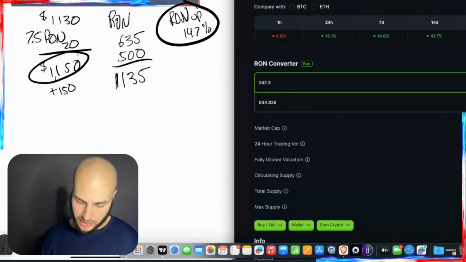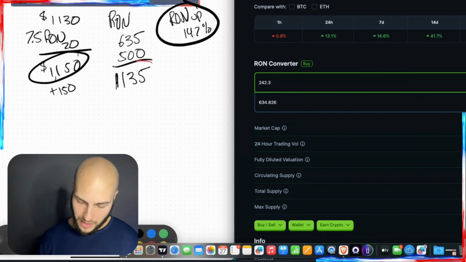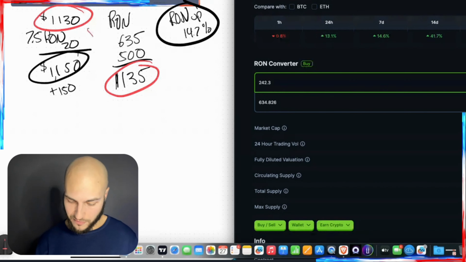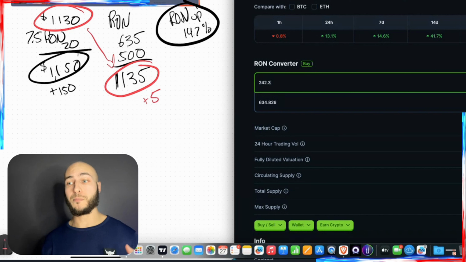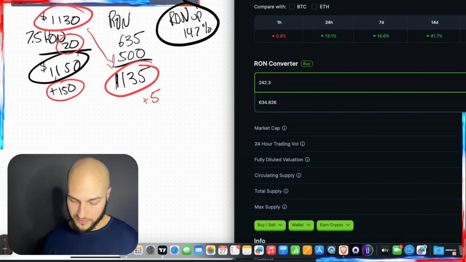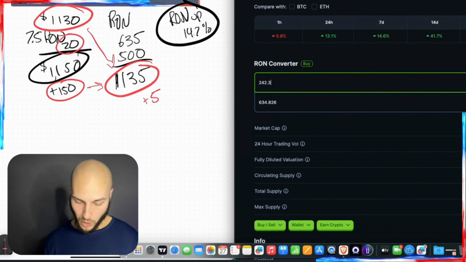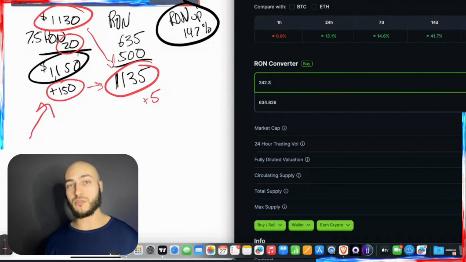The impermanent loss is comparing this number to this number. So had I not staked it, I would have an extra $5 here. That's the impermanent loss. But because of the staking rewards in the farming of RON that helped me make $20 more over that week, I'm at 150 instead of 135. So because of that farmed RON, it was better that I staked it rather than not staked it.